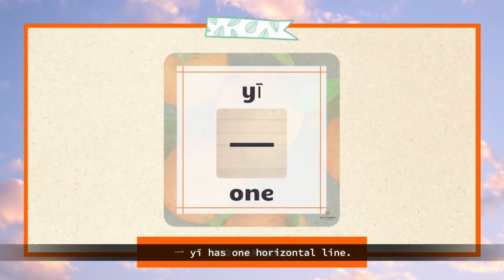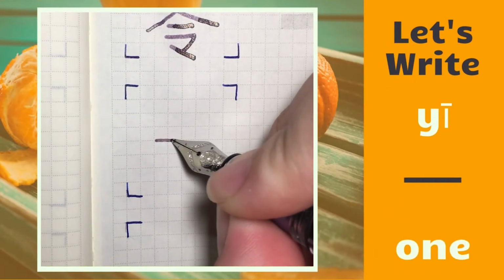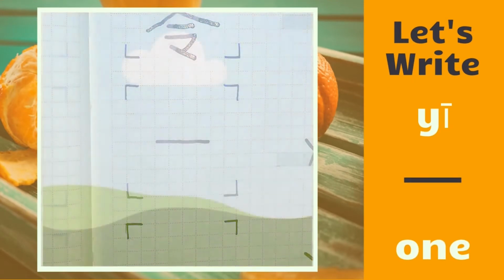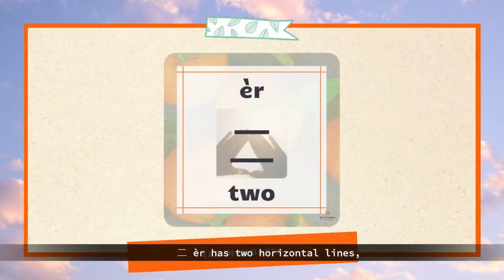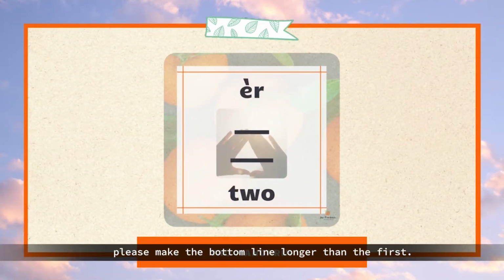1 has one horizontal line. 2 has two horizontal lines. Please make the bottom line longer than the first.